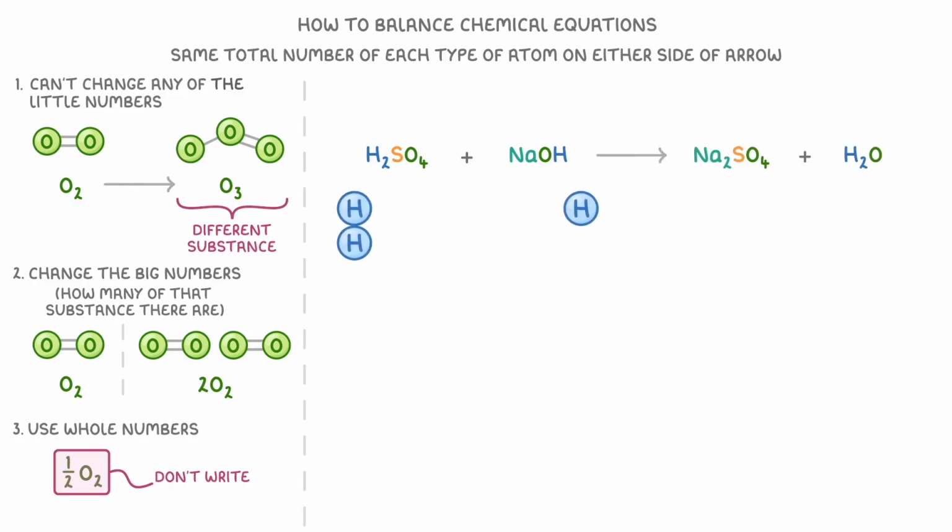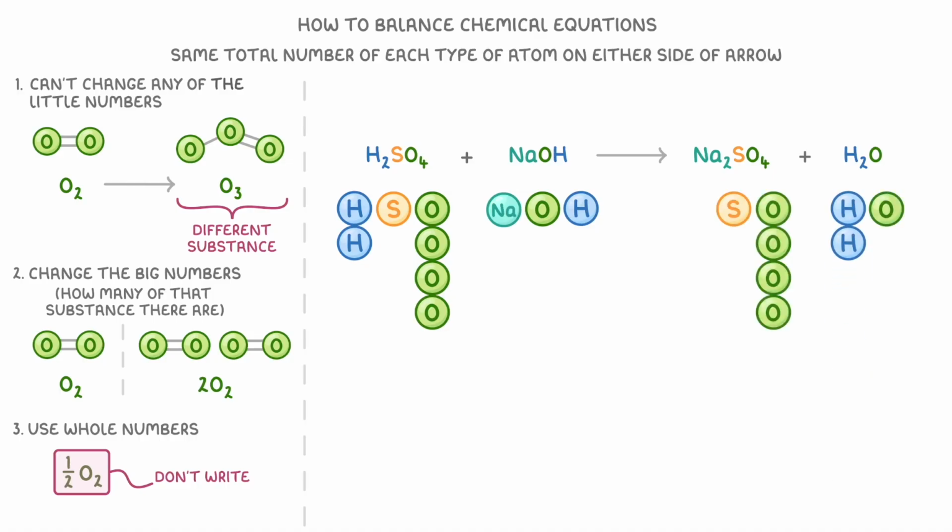On the left, we've got 3 hydrogens, 1 sulfur, 5 oxygens, and 1 sodium. And then on the right, we have 2 hydrogens, 1 sulfur, 5 oxygens, and 2 sodiums. Although it's up to you, I recommend balancing the least common elements first, which in this case would be sulfur and sodium. As sulfur is already balanced, with 1 on either side, I'd look at sodium, where we can see that we need 1 more on the left.